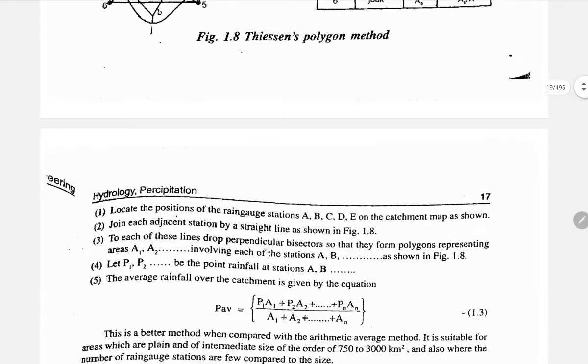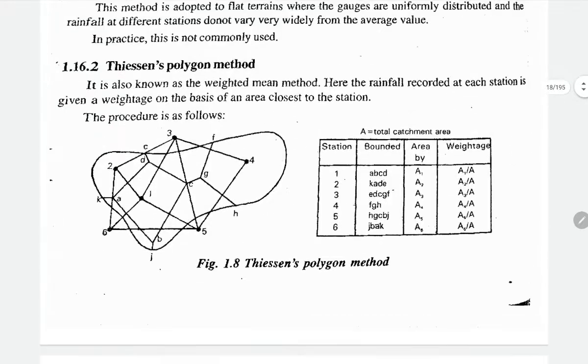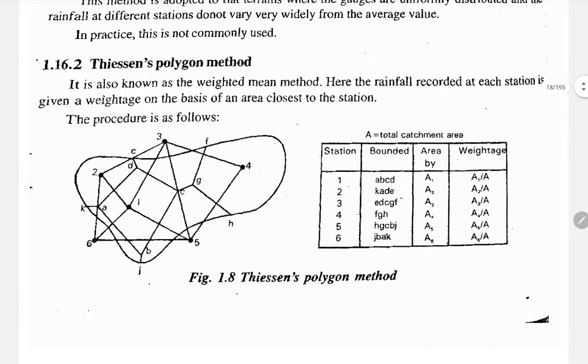That's why we are taking the average of that one. If we have 5 to 6 rain gauge stations in this figure, think of this as Vijaypur city, where the total area is measured by these rain gauges.